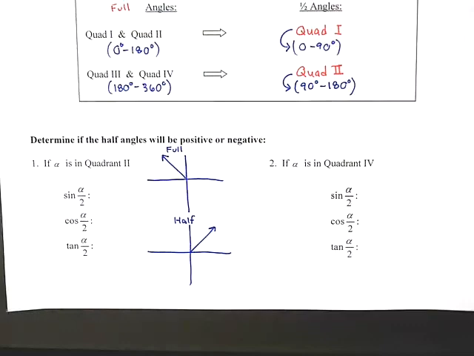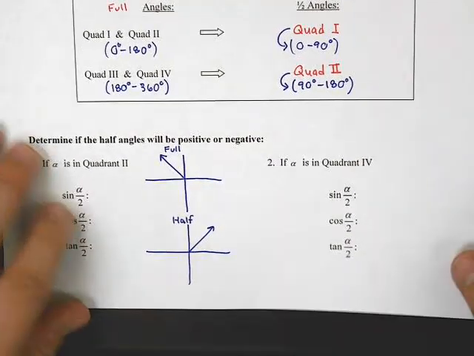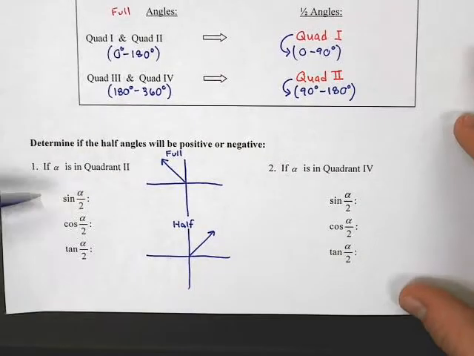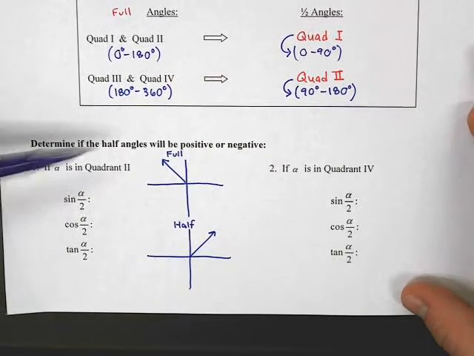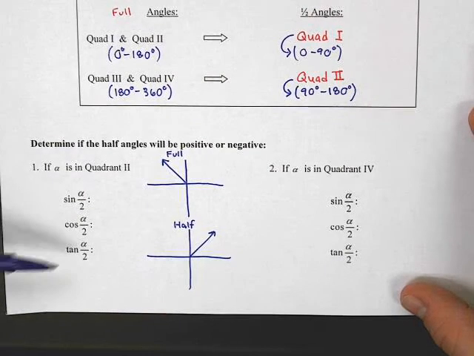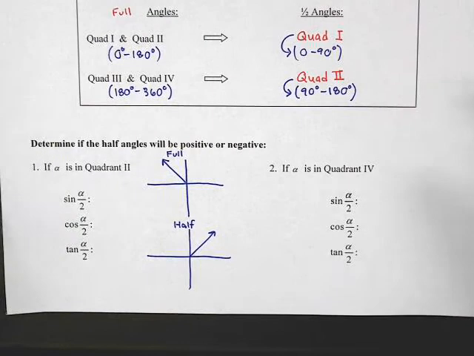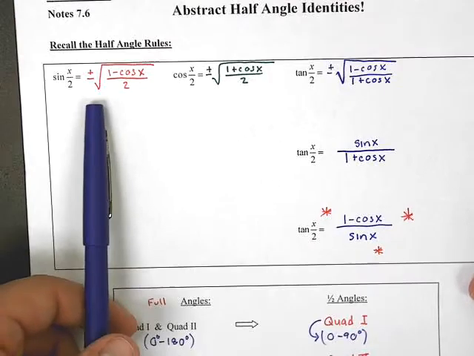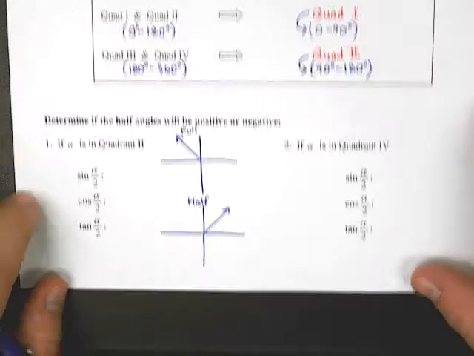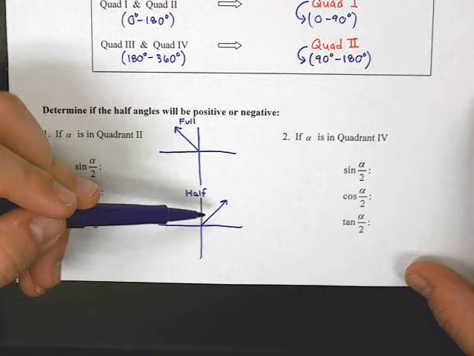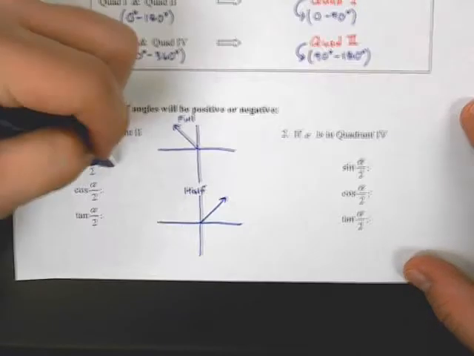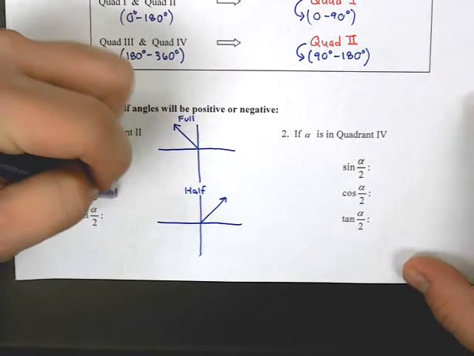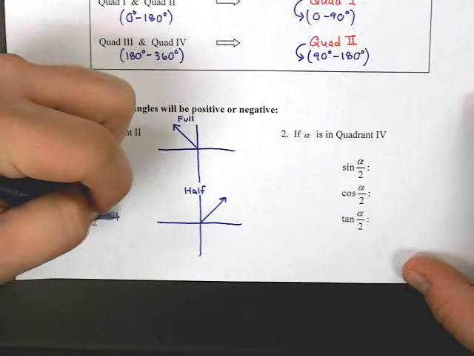That's really important because it matters where our half angle is for finding the sign of sine, cosine, tangent. And by sign, I mean positive or negative. We need to know whether it's positive or negative because all of our formulas ask for positive or negative. Because this half angle turns out to be in quadrant 1, the sine is going to have to be positive, the cosine is going to have to be positive, and the tangent, of course, will be positive.